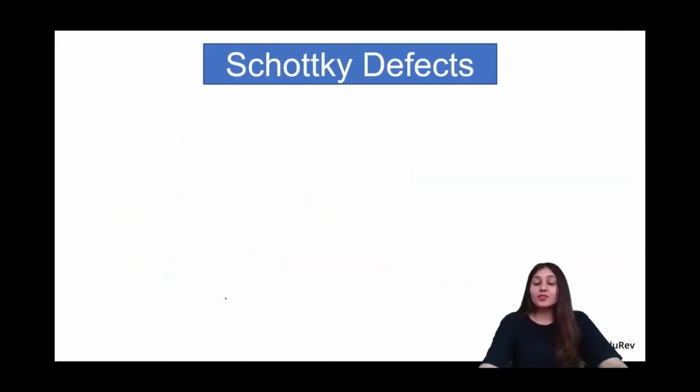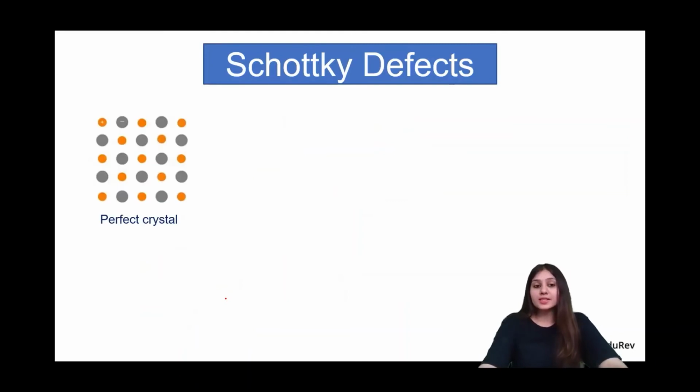Now we have Schottky defects. What are Schottky defects? This is a perfect crystal. Again, in the case of Schottky defects, we have a close to perfect crystal. Now, what if there is a vacancy of a cation? And this vacancy is a complete vacancy. The cation is actually out of the crystal now. It's not even there somewhere in the interstitial area.